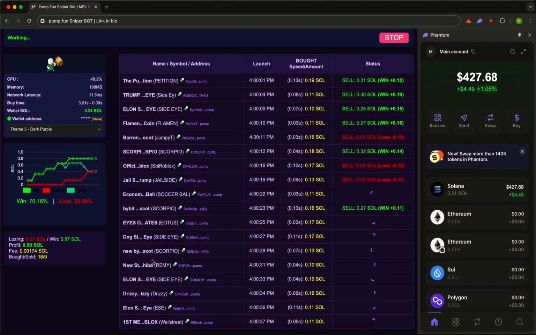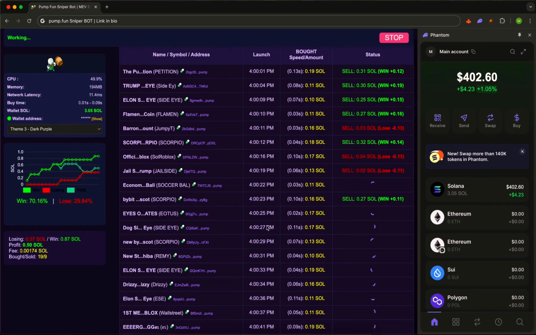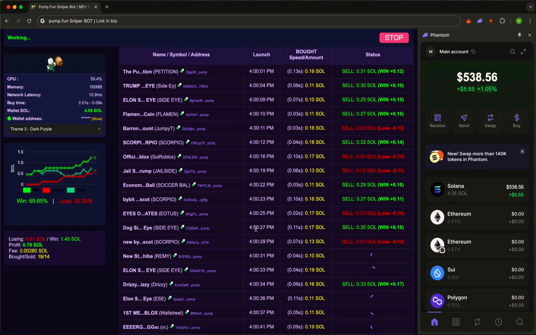This is emotion-free trading. All parameters can be configured in seconds. Amount, interval, slippage, profit targets, and risk limits. After that, just watch. The bot handles everything and does it fast.